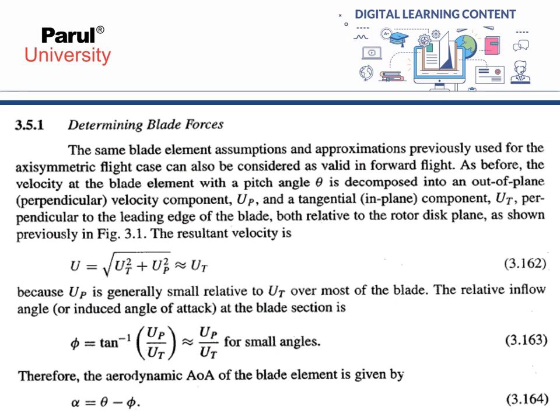As before, the velocity at the blade element with a pitch angle theta is decomposed into the out of plane perpendicular velocity component Up and the tangential in plane component Ut perpendicular to the leading edge of the blade, both relative to the rotor disc plane, as shown previously in figure 3.1. The resulting velocity is U equal to square root of Ut squared plus Up squared, which is approximately equal to Ut, because Up is generally small relative to Ut over most of the blade. The relative inflow angle or induced angle of attack at the blade section, phi, is equal to tan inverse of Up by Ut, which is equal to Up by Ut for a small angle. Therefore, the aerodynamic angle of attack of the blade element is given by alpha equal to theta minus phi.